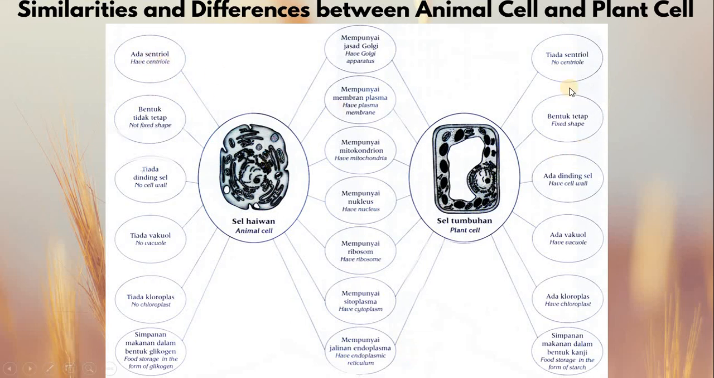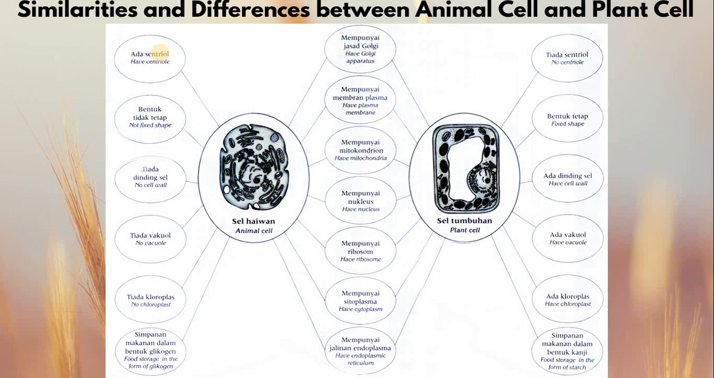For the differences, you can do it in a table or you can write it in paragraph form. Later I will explain more about that. Don't worry. Maybe we can do the exercise together and try to answer it correctly. So that's all for 2.1, cell structure and function.